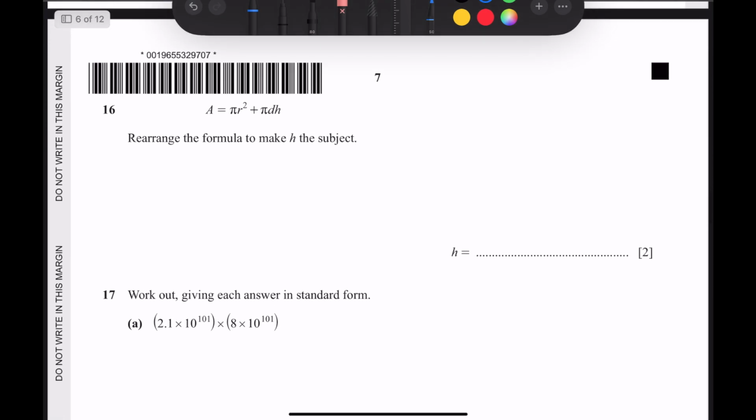Question 16a says to rearrange the formula A is equal to pi r square plus pi dh to make h the subject. For these kinds of questions where you have to change the subject, you have to make use of Grof-Groblet. Let me first write them down before I explain it.